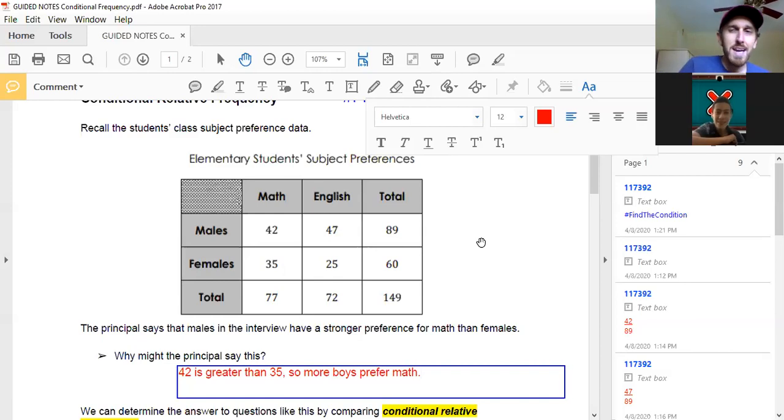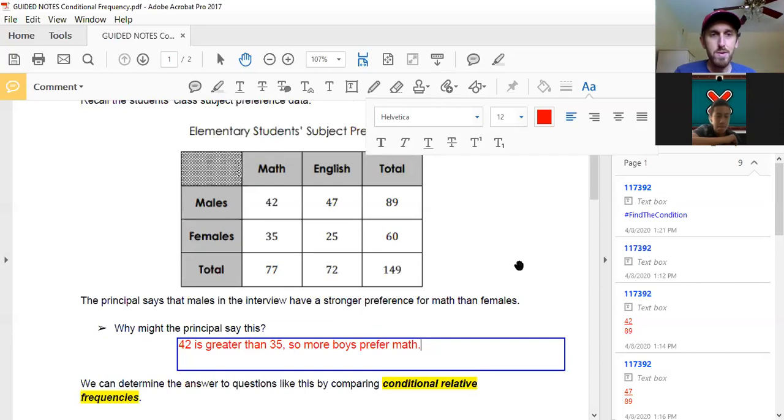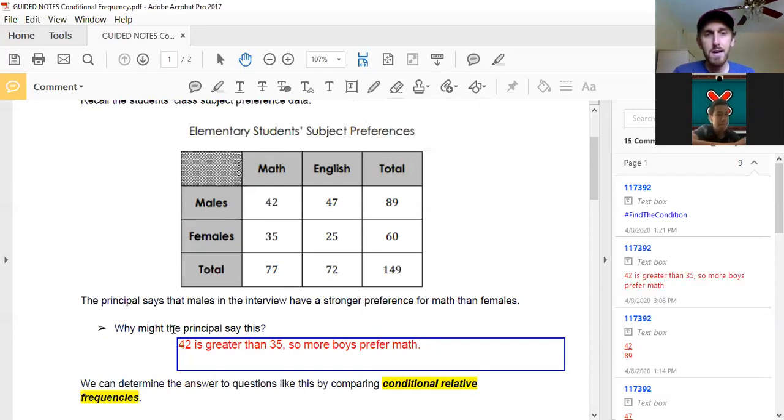So it's kind of tricky, right? You've got to think about this data specifically before you can make a claim like that. And that's exactly right. So while Mr. Yockel might say, well, definitely there are more boys, right?